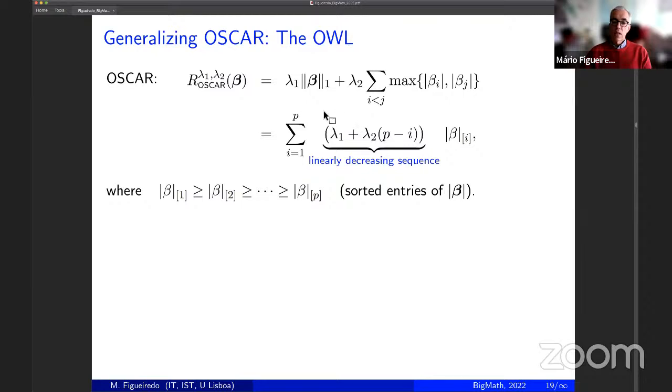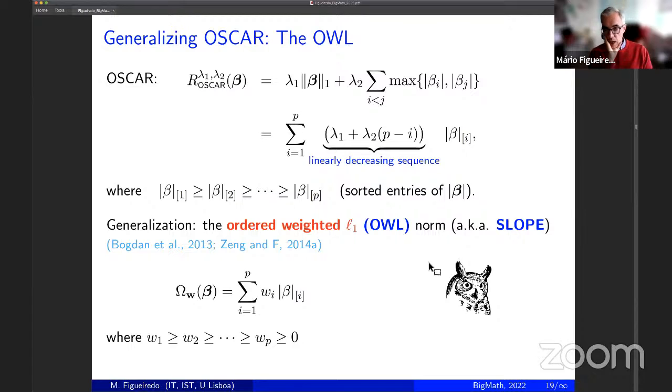And then you have a linear combination of these sorted values, where the weights depend on the position after sorting. The largest absolute value will take the largest weight, which is lambda 1 plus lambda 2, and so on. The reason why this happens is that the largest of all the coefficients in absolute value will be the max in all the comparisons with all the others, and so you take the highest weight, and so on. And so what we saw is, why do we have to have this linear decreasing sequence of weights? Why not any decreasing sequence of weights?